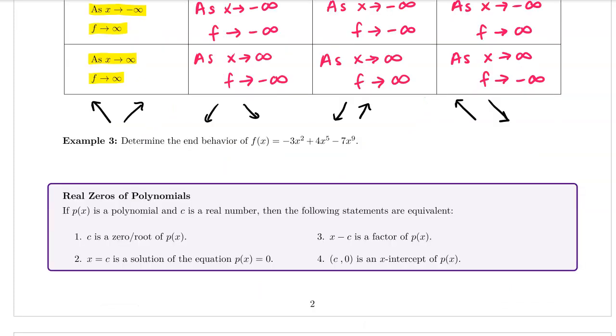Example 3 wants us to determine the end behavior of f of x equals negative 3x squared plus 4x to the 5th power minus 7x to the 9th power. Now, something that you want to be careful of is here, the terms are not in order of their degrees going from highest to lowest. So the leading term is actually this one because that's the one that has the highest power. So now that we've identified the leading term, we see that the leading coefficient is negative 7, which is negative, and our degree is odd.